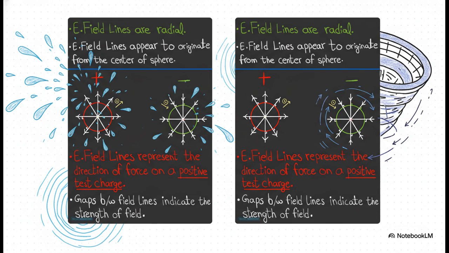On the left, you've got a positive point charge. It acts like a sprinkler, just pushing our test charge straight outwards in every direction. And on the right, you've got a negative charge. It acts like a drain, pulling our little positive test charge straight inwards from all directions. Simple, right? But also really elegant.